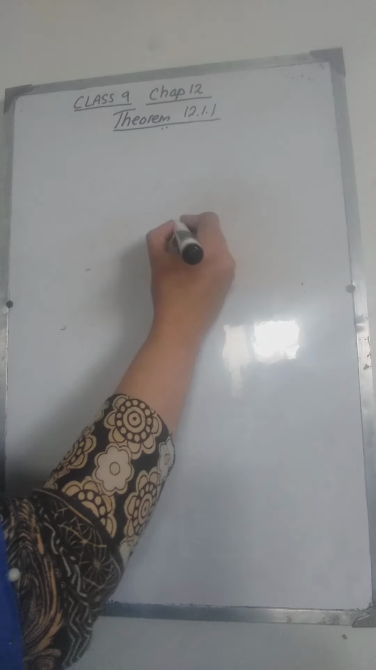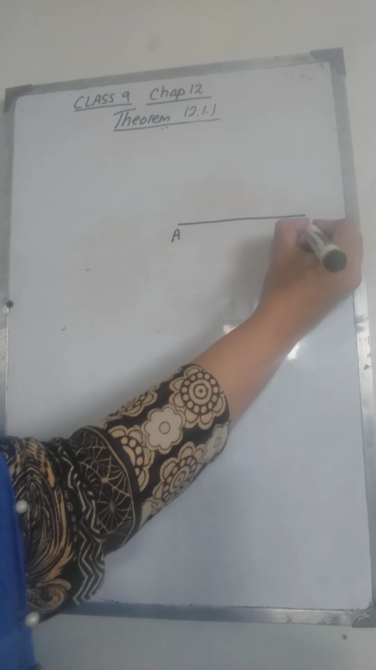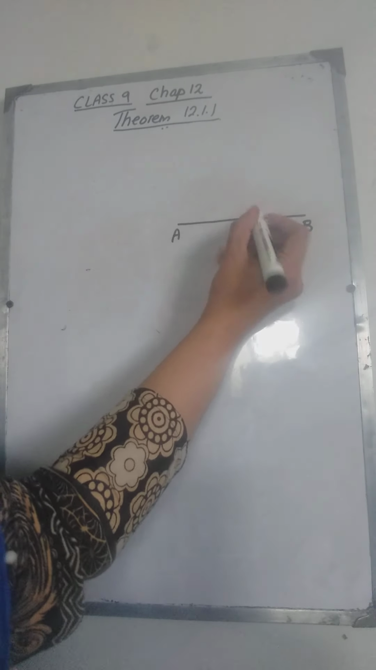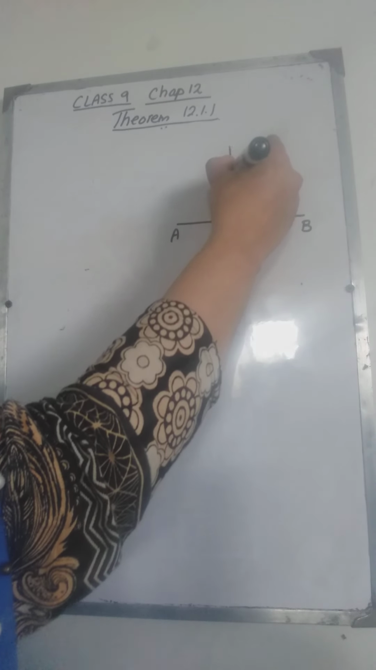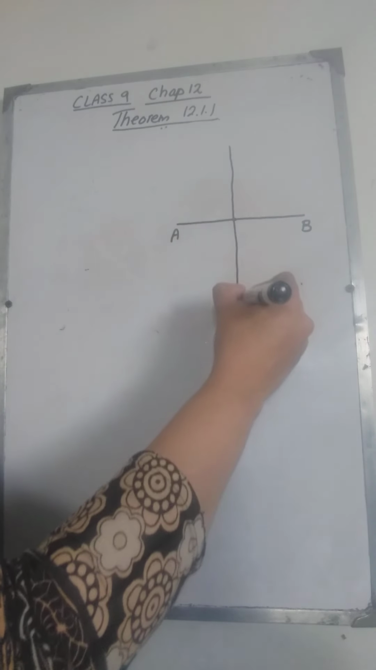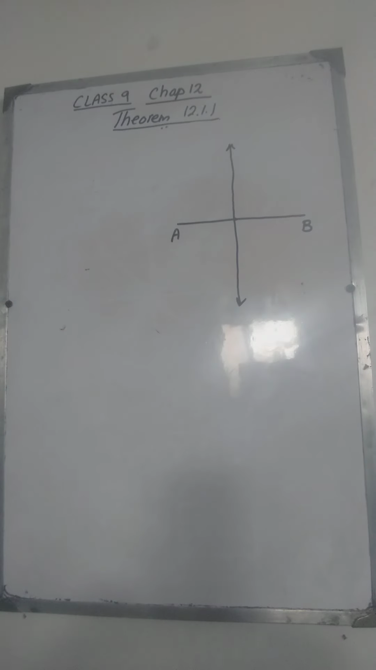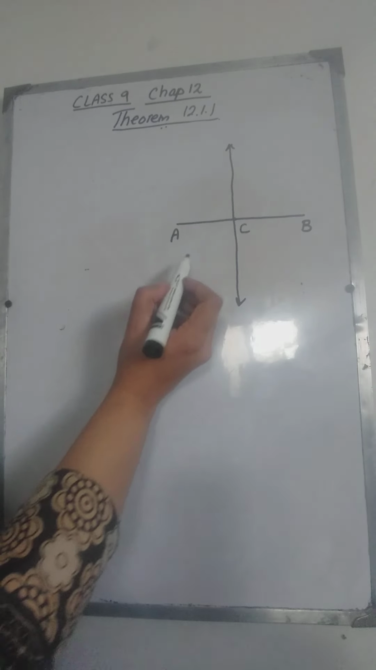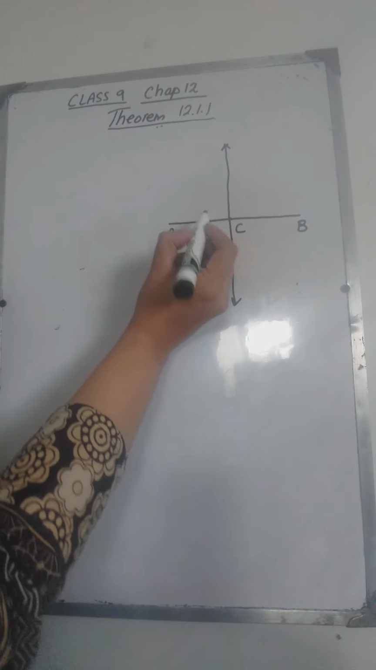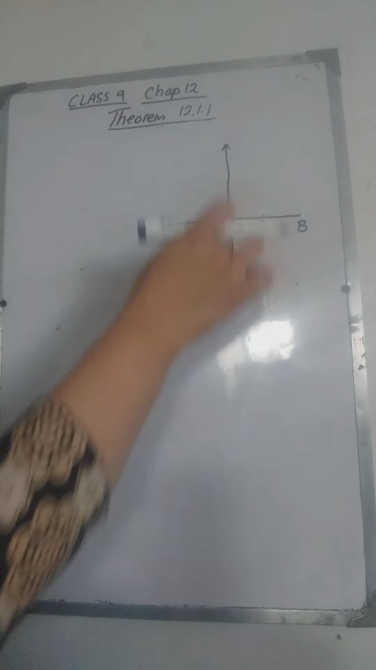Okay, we have a line segment AB, and we have a right bisector, which is dividing AB into two equal halves. Let me take this point as C, and as this is a right bisector, this length will be equal to this length. AC will be equal to CB because it is a right bisector.